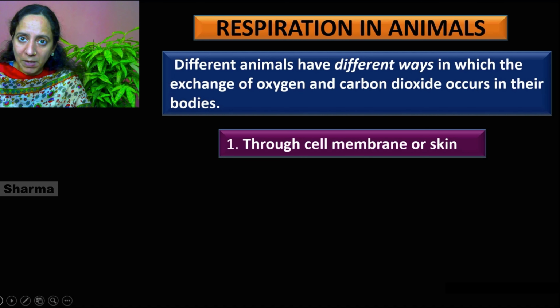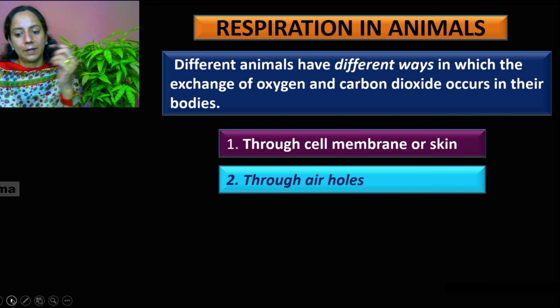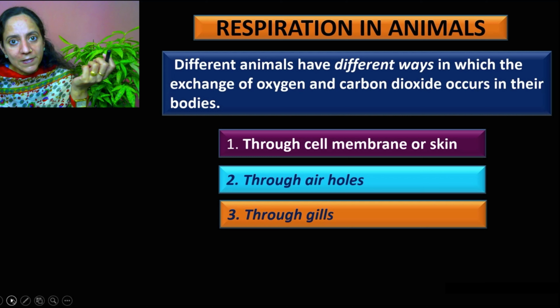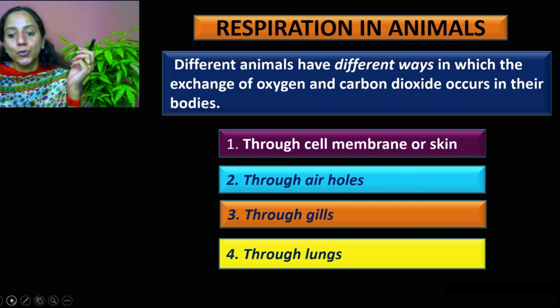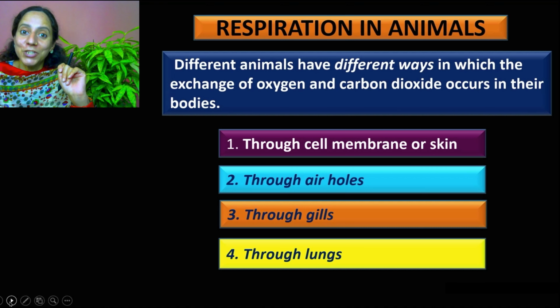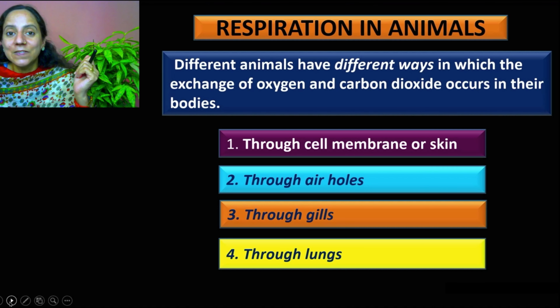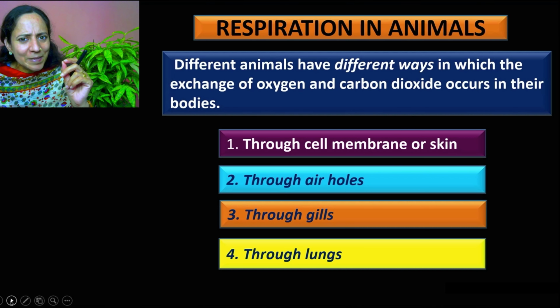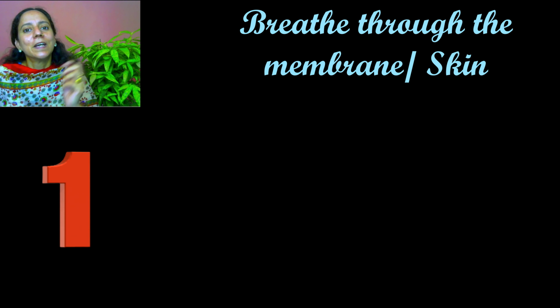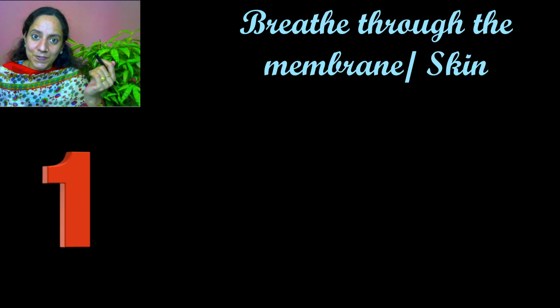First is through cell membrane or skin. Second is through air holes. Third is through gills. And fourth is through lungs. So these are the 4 basic ways of exchange of gases in case of animals. So let's learn about each type in a little more detail. First, through cell membrane or skin.